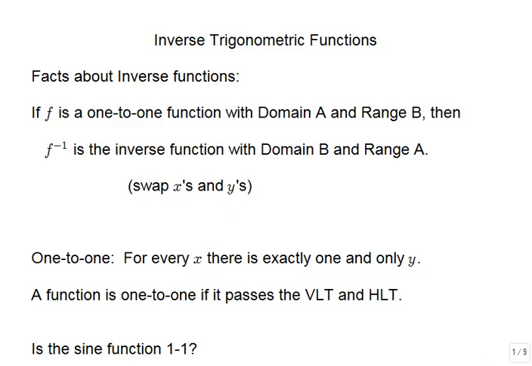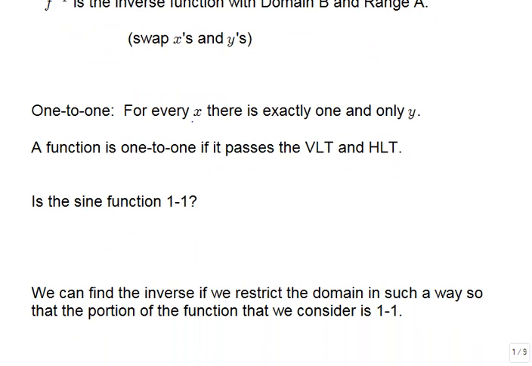The definition of being one-to-one means that for every x, there is exactly one and only one y. We say that a function is a function if it passes the vertical line test. That's going to show that it's actually a function to begin with. And if it passes the horizontal line test, then that means it's one-to-one and will have an inverse function.